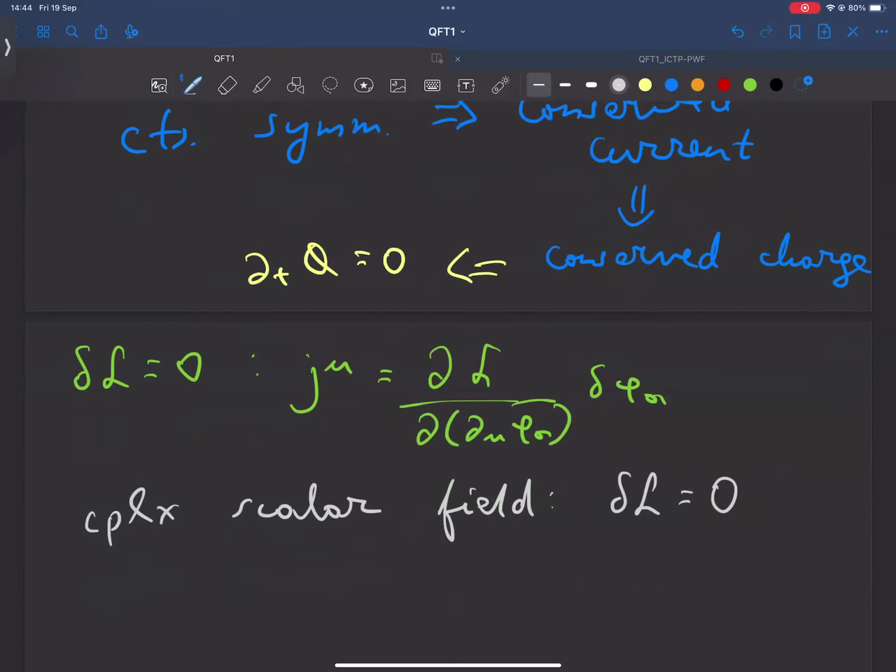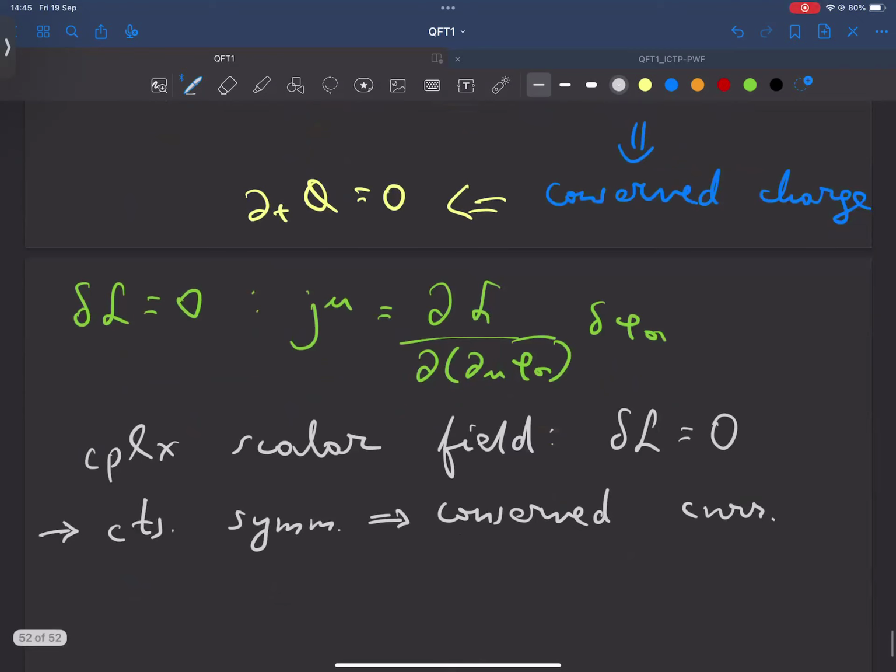Now I have to tell you something before I forget. Then we will go to the rotational symmetry. We said that whenever we have a continuous symmetry, we get a conserved current, and that gives us a conserved charge.